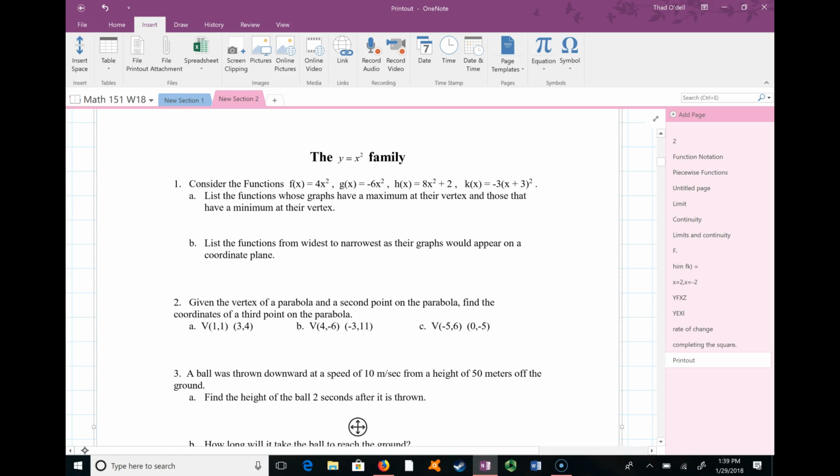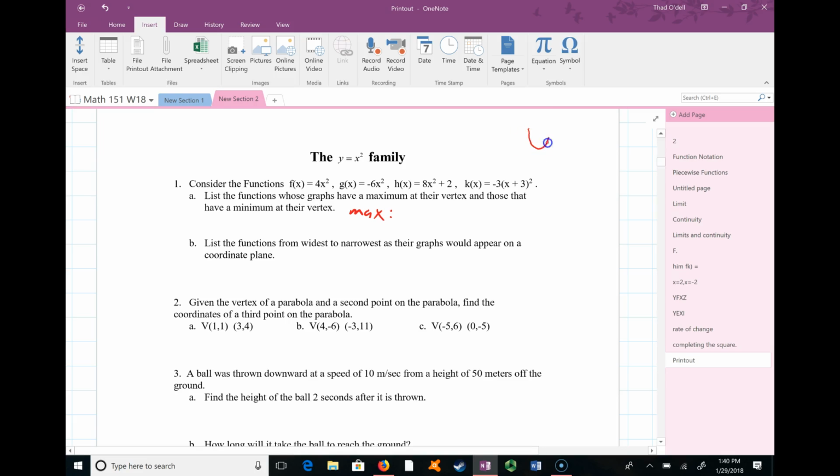The first question says, consider the functions f of x. So it has all those functions there. List the functions whose graphs have a maximum at the vertex and those that have a minimum at the vertex. So the idea is we're just looking at whether they've been reflected across the x-axis or not. And we can tell that completely by whether a is negative or positive. So if I wanted to say the ones that have a maximum are ones that have been reflected, because they would be upside down.